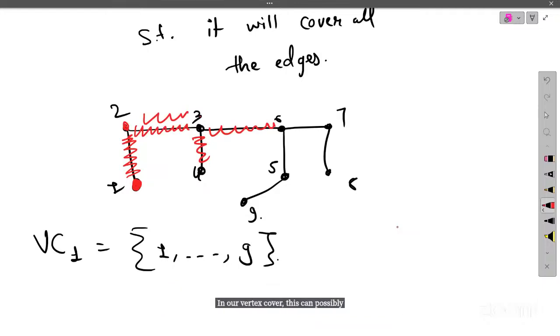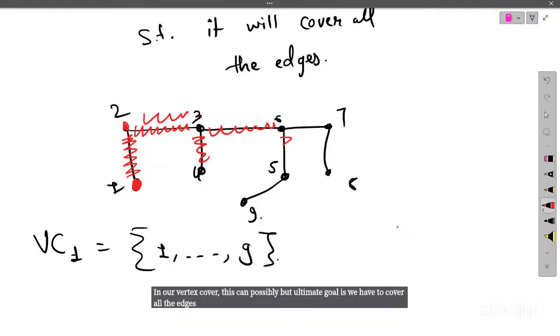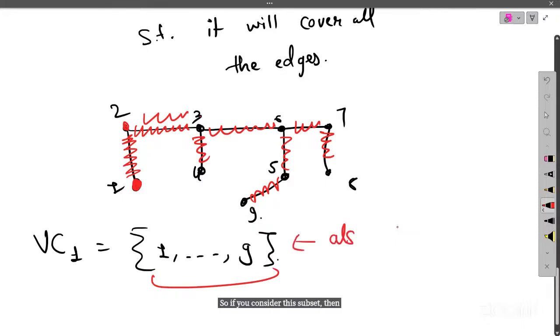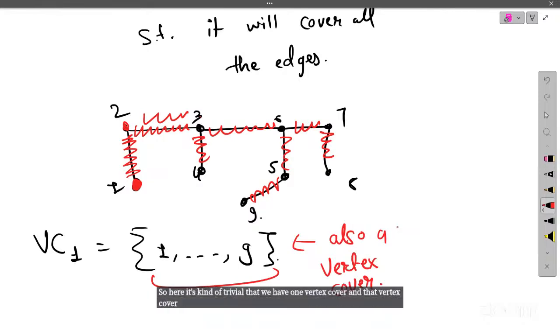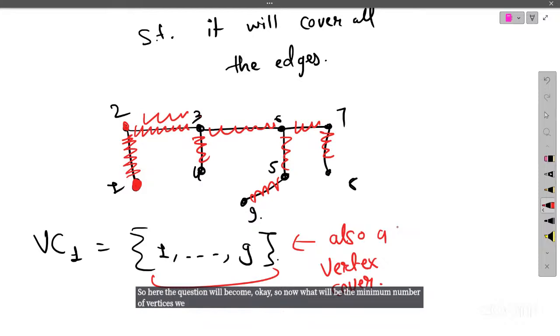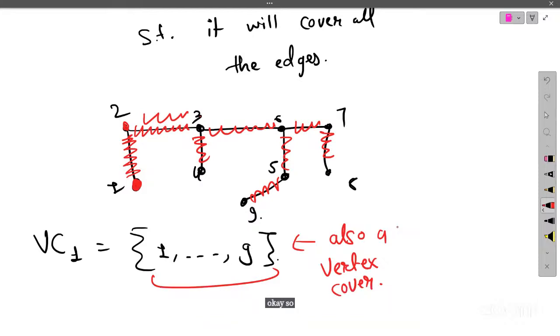But the ultimate goal is that we have to cover all the edges, right? Similarly with all those vertices: if we consider them, then whatever edges are adjacent to those vertices will be covered. That's the meaning of covering the edges. So this subset is also a vertex cover. Here it's kind of trivial that we have one vertex cover, the subset of vertices itself. So now the question becomes: what is the minimum number of vertices we need to make a vertex cover? And it so happens that this minimum number is unique.